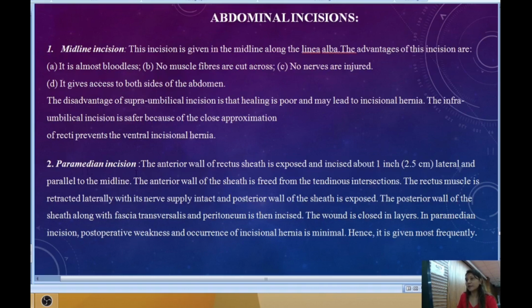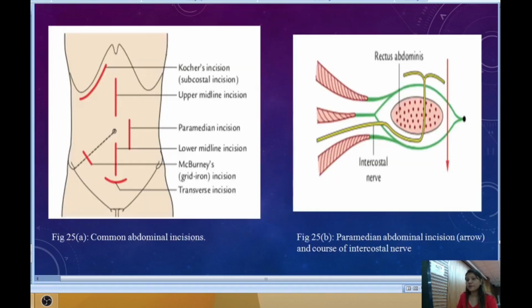Then we have the paramedian incision. Paramedian incision is just parallel to the midline. This is the paramedian incision. In surgery it is important.